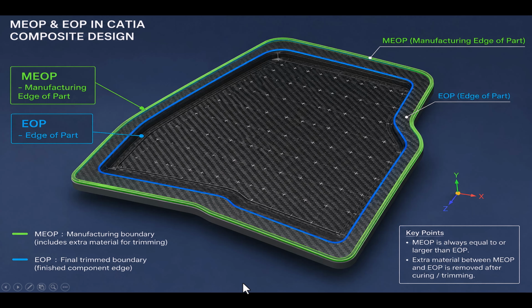Key points to be noted: MEOP is always equal to or larger than EOP. Extra material between MEOP and EOP is removed after the curing and trimming process.